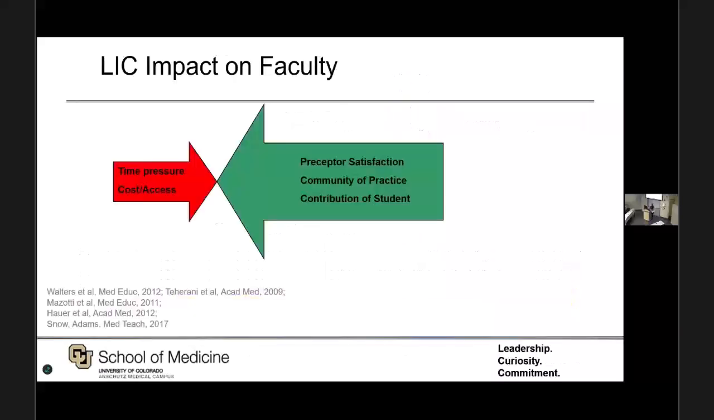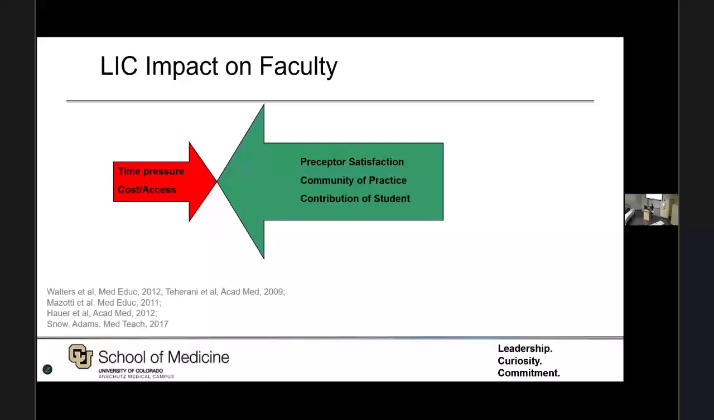So we've talked a fair amount about the LIC impact on students. So now let's switch gears to think about the other participants in the LIC, the teachers and the patients. We know that there are some potential increased demands on faculty in this kind of intensive longitudinal teaching of students, including the possibility of increased time pressure for preceptors. I'm sure anybody who's had an LIC student in clinic might understand that. And the potential for cost to fund the model.